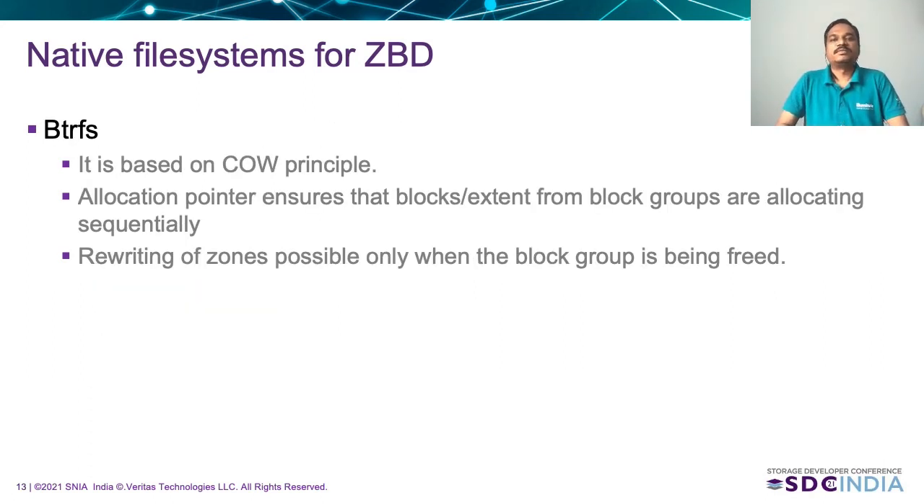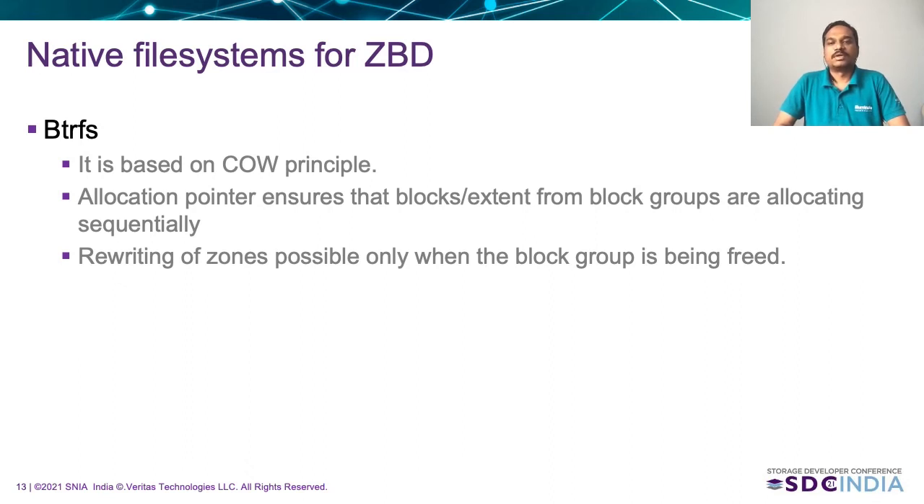Next file system is Btrfs. It is based on the copy and write principle. That means in-place write is avoided on this file system's blocks. In case of writing on an existing block, that block gets copied somewhere and the write happens on that block. That is the copy and write principle. Let's talk about changes that happened in Btrfs to add support for zone block device.